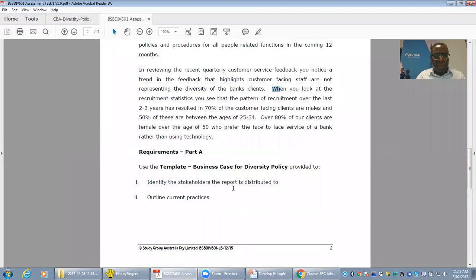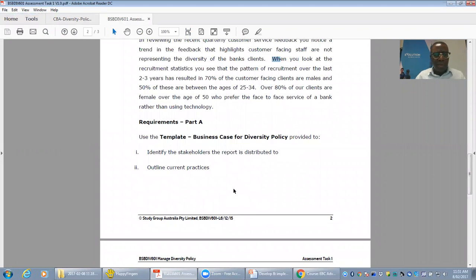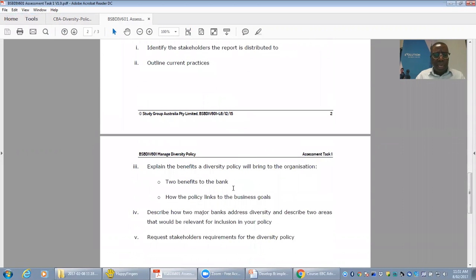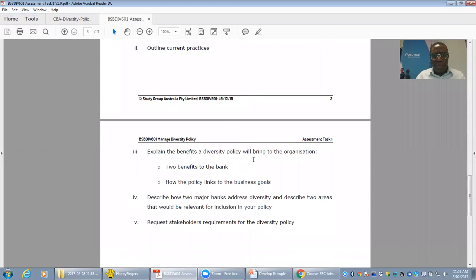Just a rehash there. You've got to use the template, diversity policy, which is given, and answer that, and then explain the diversity policy, what it is, what the benefits are to the bank, and how the policy links to business goals. So if the business goals are to achieve a particular percentage, or maybe a particular market share in a region or in an area, how will diversity help the organization achieve those goals?